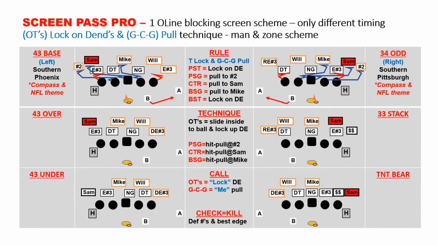Last, we can use our Screen Pass Pro here. What's nice about this is we use one blocking scheme for all our screens; we just change the tempo from fast to slow. With all our screens, the tackles stay big, locked on, and the guard, center, guard are the pullers. If you look at the left diagram, Southern is the keyword. We use a prefix with this, Southern Phoenix, so we're going to run this to the left. The guard is going to hit and pull to the number 2 defender. The center is going to pull to the Sam, and the backside guard is going to pull flat to the Mike.